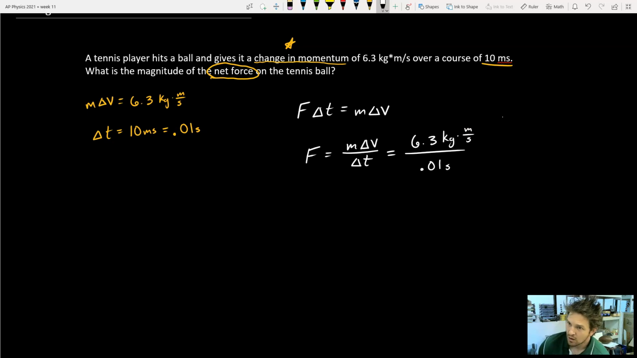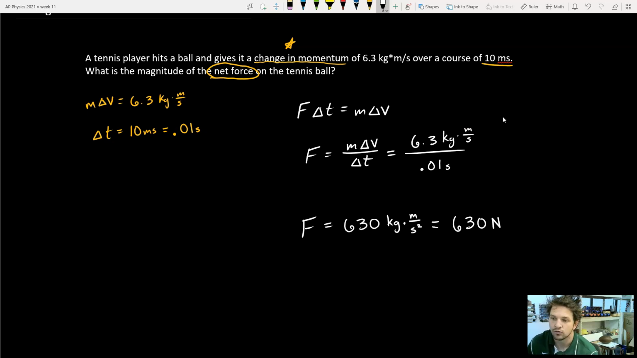And when we do all of this, 6.3 divided by 0.01, we end up with a force of 630, and kilogram meters per second divided by seconds would give us kilogram meters per second squared, right? These two combine to make squared. Well, that's a mass times an acceleration, so the units work out because this would be 630 newtons. Cool?